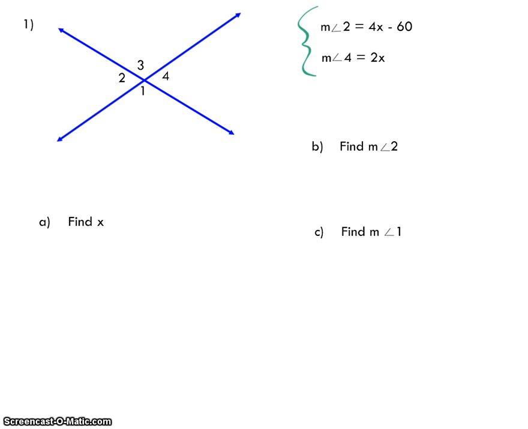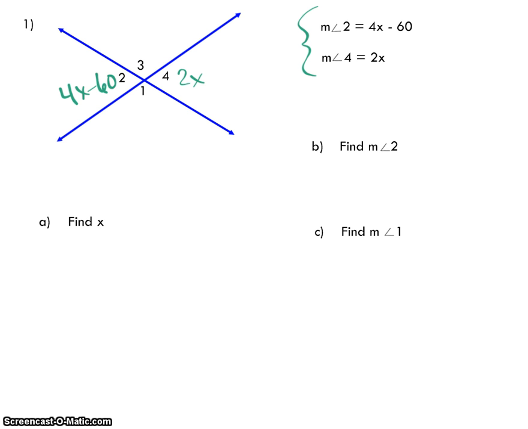So this is where they normally would just tell you how many degrees it is, but they're being annoying and giving you an expression rather than just a number. So what I do is over on the left, I actually write 4x minus 60 in the correct spot, so I don't lose track of where it's supposed to go. And then angle 4 is 2x. So I have information about angle 2 and angle 4.